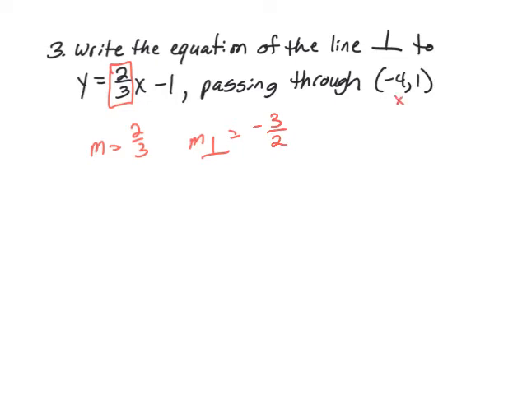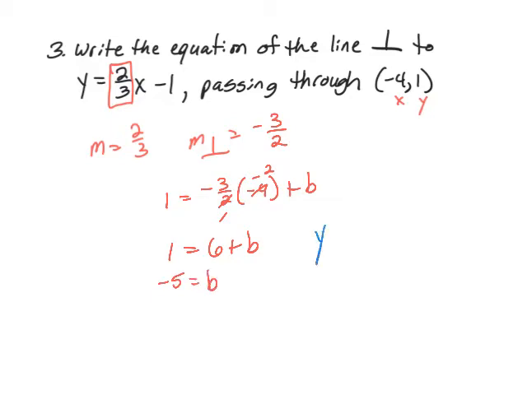And then I do the same thing that I've done before. I have an x and a y. I substitute in. 1 = -3/2 times -4 + b. The 2 reduces with the 4. That's a -2... and I have 1 = 6 + b. So b is -5. And you write your line equation, and it's y = -3/2 x - 5, because I want the perpendicular slope.